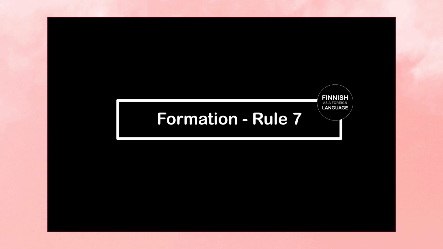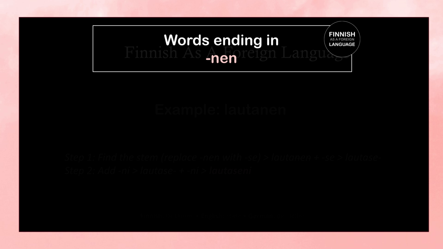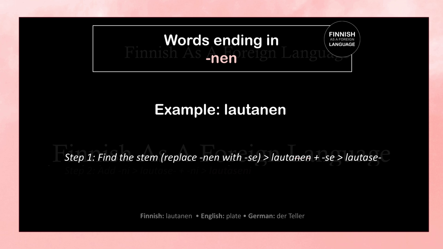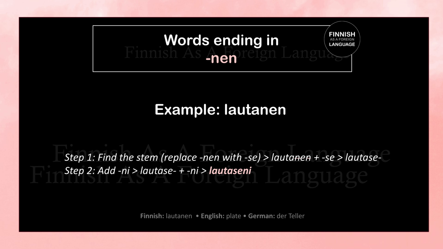We carry on. Rule number 7, words ending in -nen. For example, lautanen, which means plate. In the first step, again, we have to find the stem, which we receive by replacing -nen with -se. So lautanen changes to lautase. This is our stem. And then in the second step, we have to add -ni to the stem, which means we get lautase plus ni, and we receive lautaseni, which means my plate.